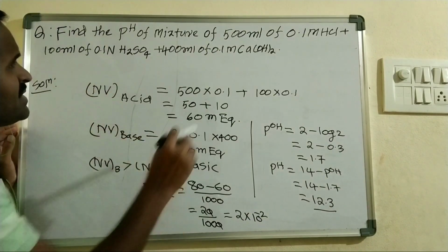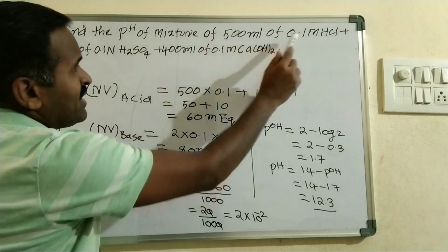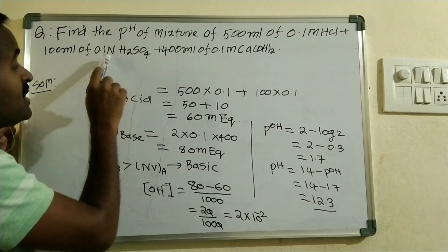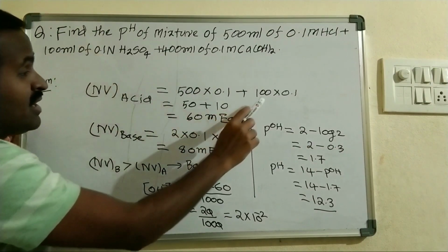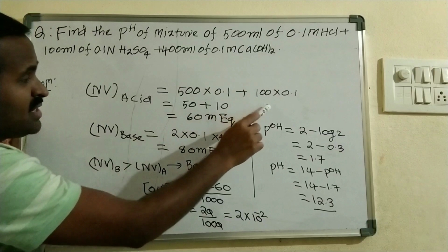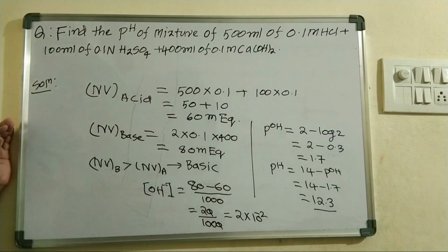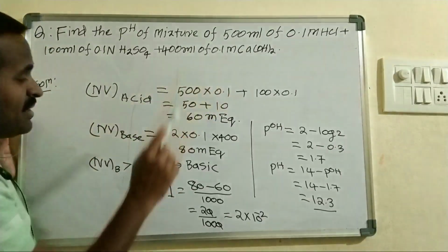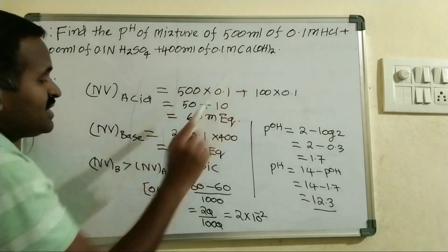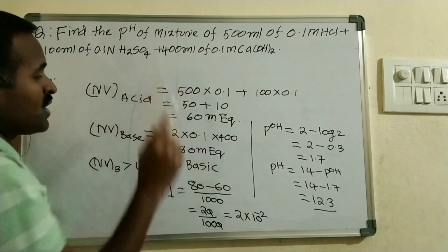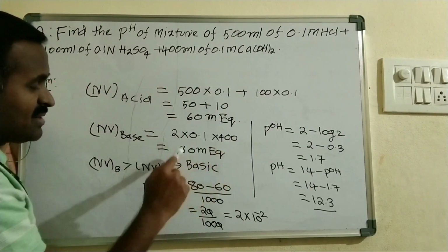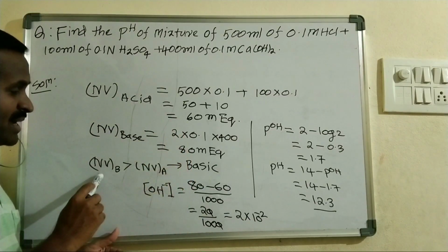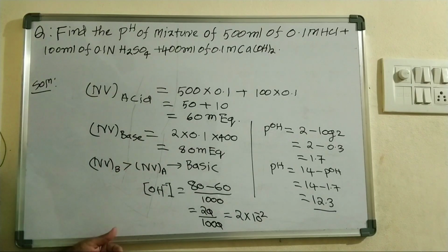Here for the NV product of acid, 2 acids are there, 500 ml into 0.1 plus 100 ml into the normality of H2SO4, directly they have given 100 into 0.1. So 50 here plus 10, total 60 milli equivalents you will get. Whereas in the case of calcium hydroxide, the NV product of base, only one base is given and its acidity is 2, and 0.1 into 400 ml is given. So when we simplify this one you will get 80 milli equivalents. So here the NV product of base is more than the NV product of acid.